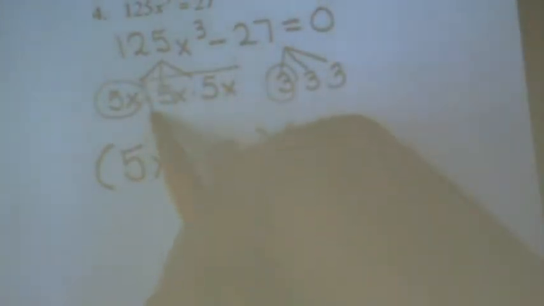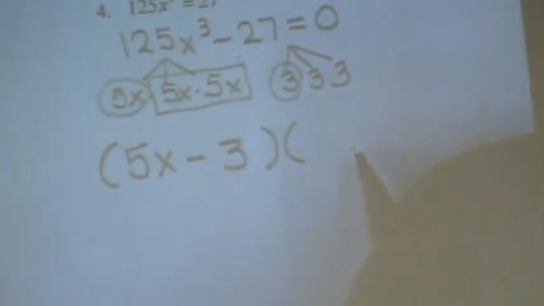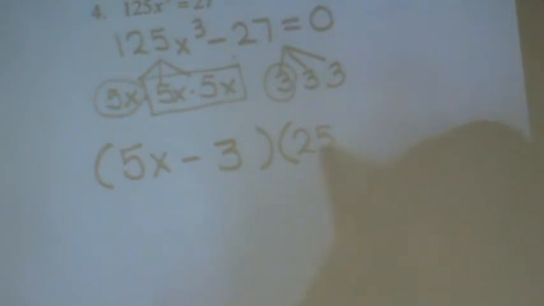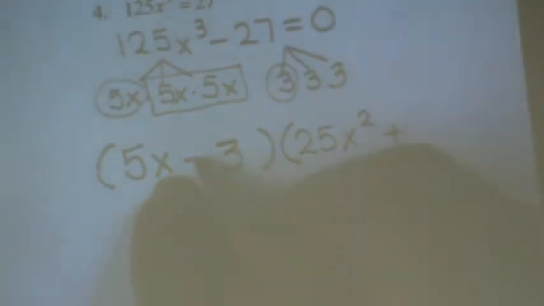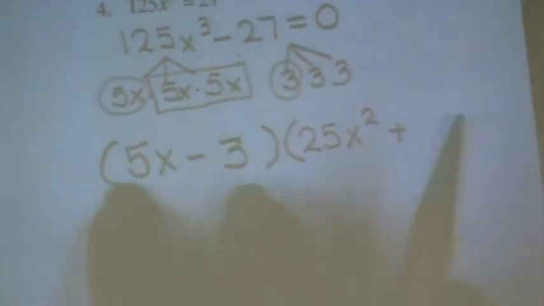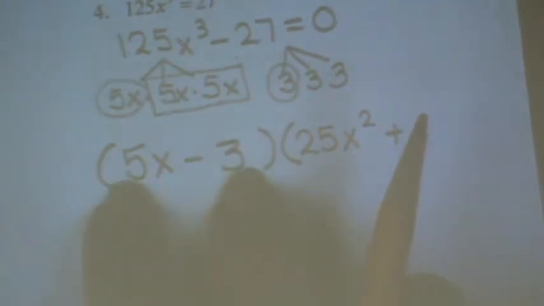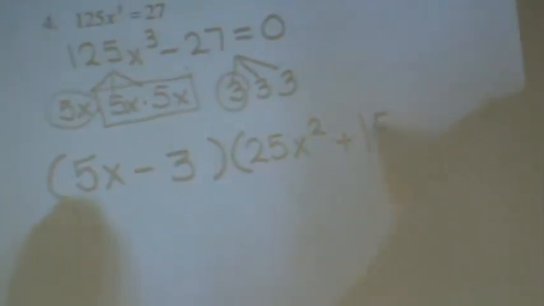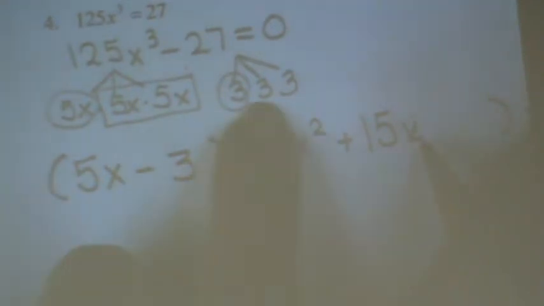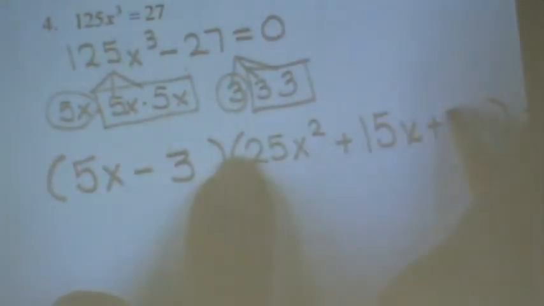Okay, now you take these two and multiply them together. What's 5x times 5x? It'd be 25x squared. Plus. Switch the sign. This is the only time you switch it. Now multiply these two together. Don't look at the sign. What's 5x times 3? 15x. And then the last is always a plus sign, and 3 times 3 is 9.